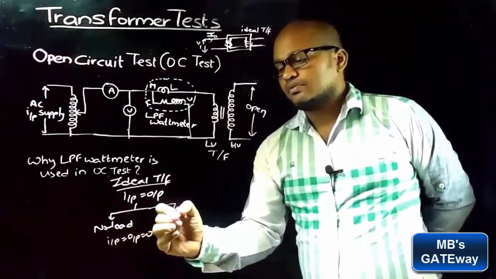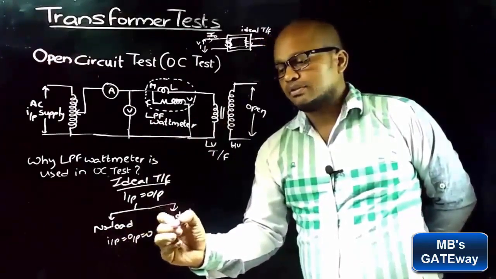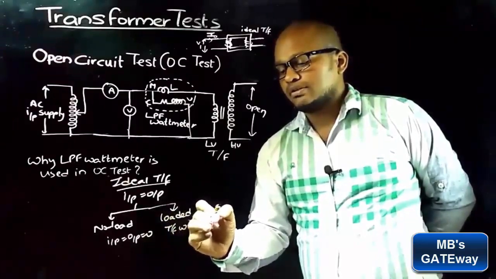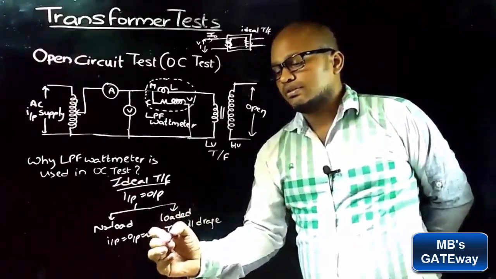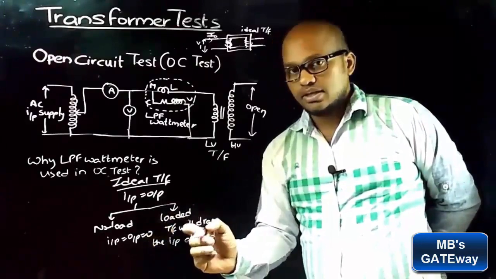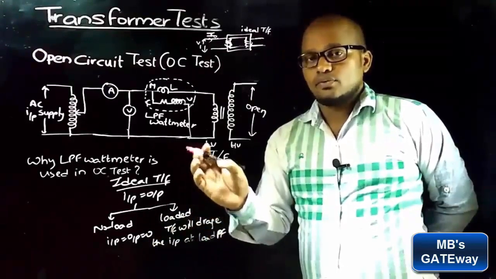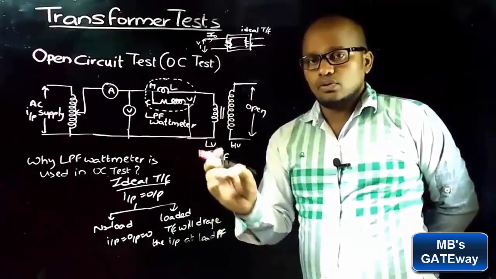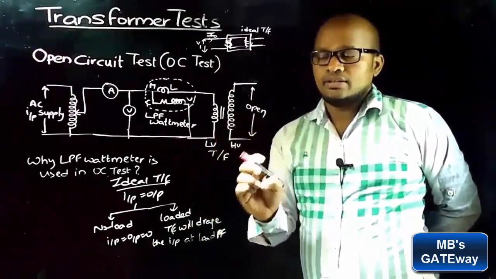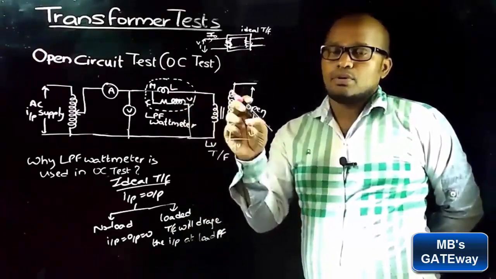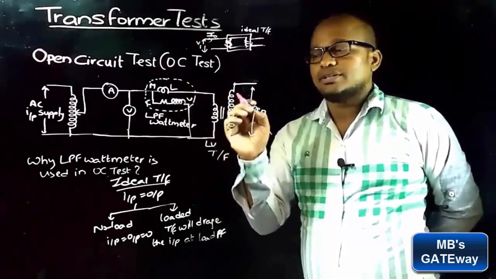Whereas in case of loaded transformer, it will drag the input power at load power factor, which means in case of loaded ideal transformer, if the load is at 0.8 power factor lag, then the loaded ideal transformer will drag the input power at 0.8 power factor lag.